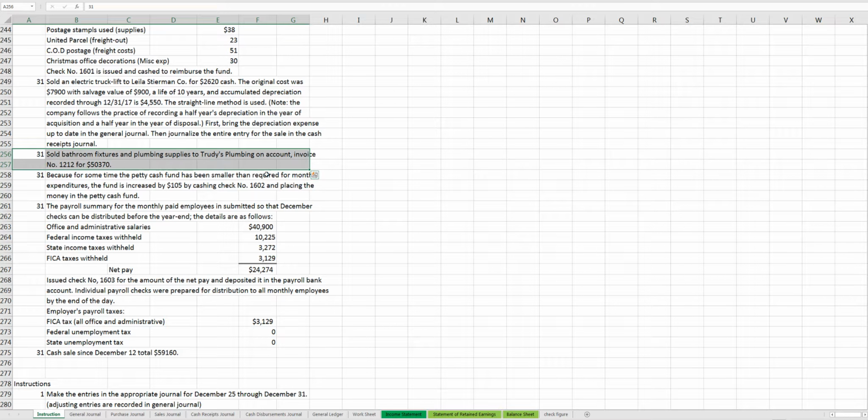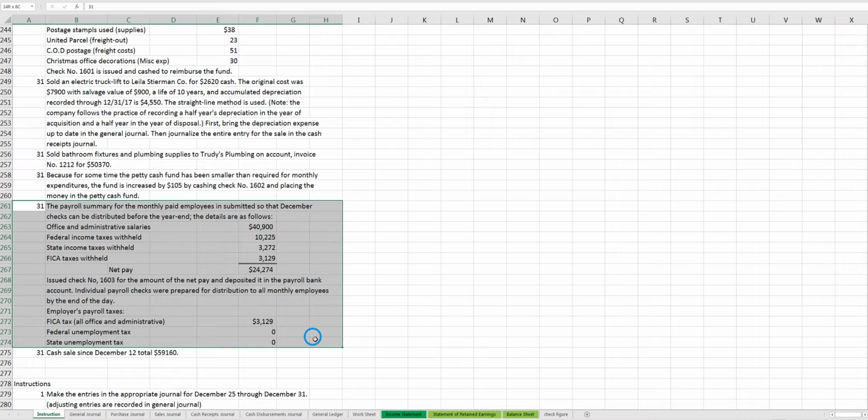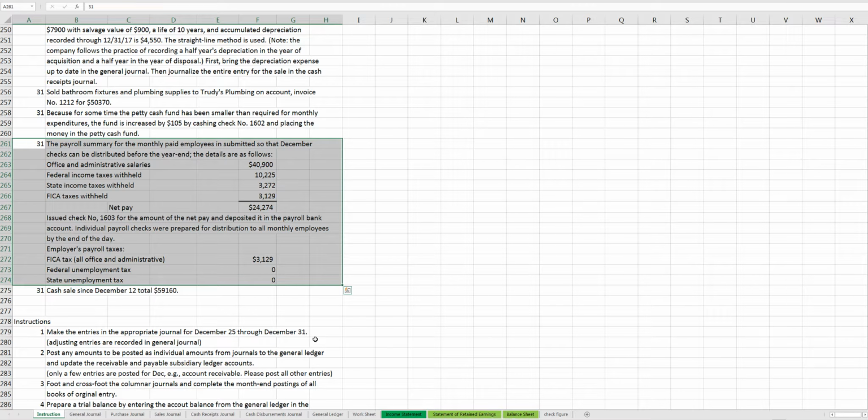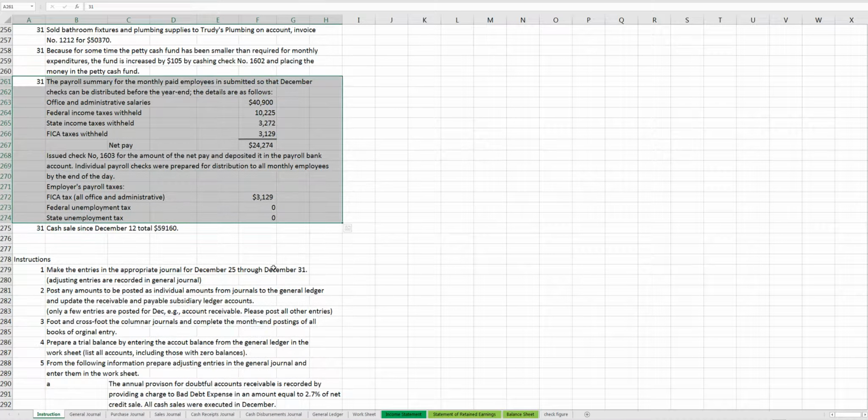Next, we sold fixtures on account, so it's a sales journal entry. I'm not going to write that. And because the petty cash fund has become smaller, we're going to increase the petty cash account. So we're going to issue a check. This is a cash disbursement journal entry. Basically, we debit petty cash, credit cash. Again, I'm not going to write it. And we have another payroll journal entry. It will follow the previous ones. Again, I'm not going to write that.